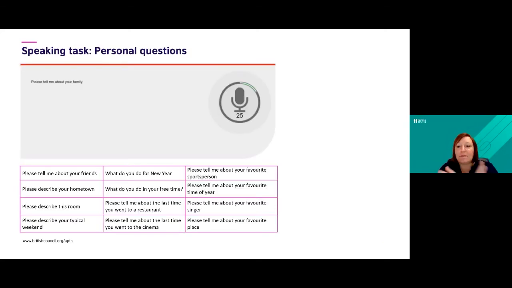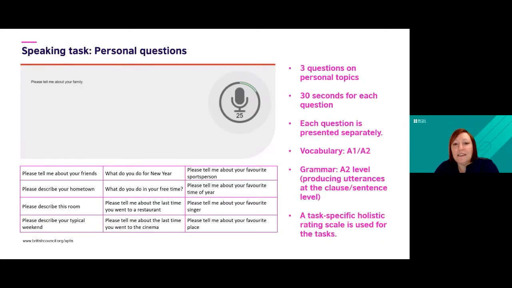Okay, let's look at some other questions here. Well, this is for an A1 sort of level, and you'll hear this question. This is from our Aptis test. I use Aptis because obviously I work for Aptis and I design Aptis. You get 30 seconds, you hear a question, and then you respond. So let me give you an example. Tell me about the last time you went to a restaurant.